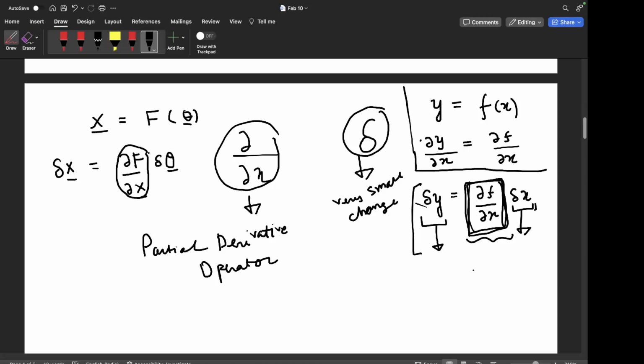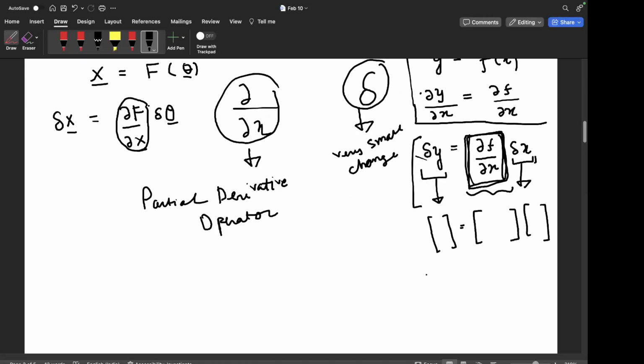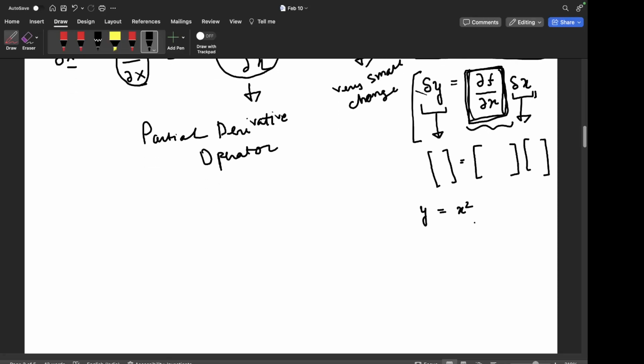In some cases this would be a matrix, and this will again be a vector. This would become much clearer if I give you an example, which I'm coming to. So let me take an example here. Let's say y is equal to x square, right? This is the relation. Here f of x is x square.